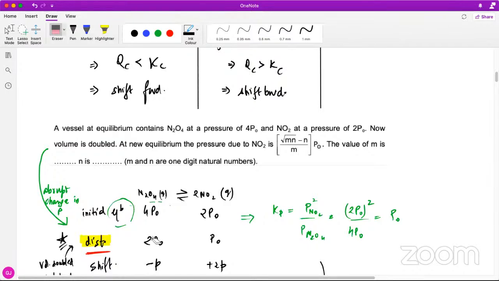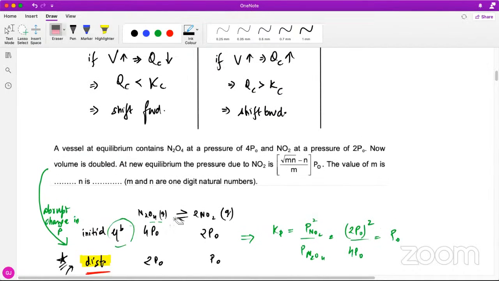अब उसके बाद में शिफ्ट होगा. शिफ्ट किधर होगा? More gaseous moles. अगर मैं वॉल्यूम बढ़ा रहा हूँ, प्रेशर कम कर रहा हूँ, तो मोर गैशियस मोल्स. Where are more gaseous moles? On the right hand side, that means the equilibrium will shift forward.